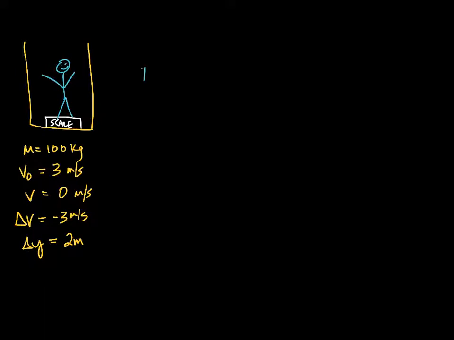Here's the person. They're standing on a scale, so this is a system schema. The Earth is involved. So there's a contact force between the person and the scale. There's a gravitational force between the person and the Earth. There is one between the scale too, but we don't really care that much. So there are two forces involved in this situation.